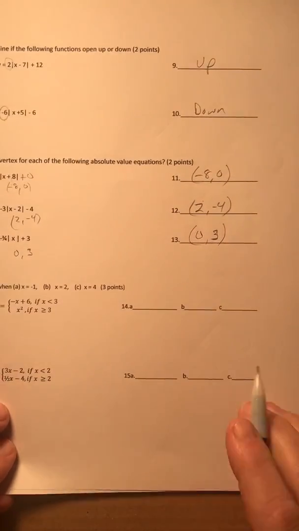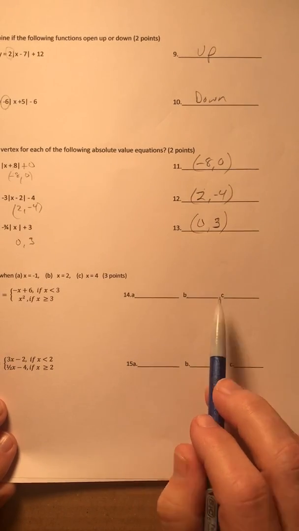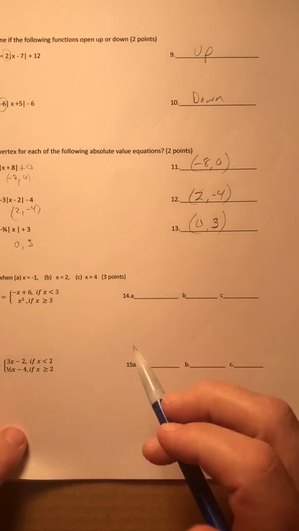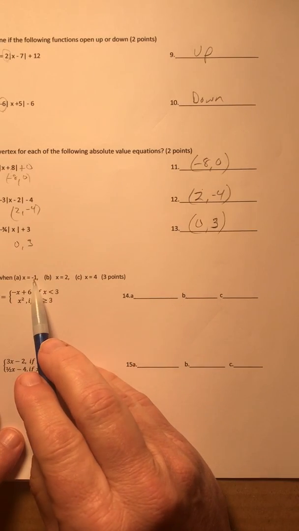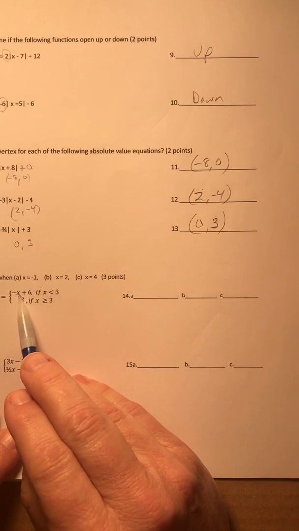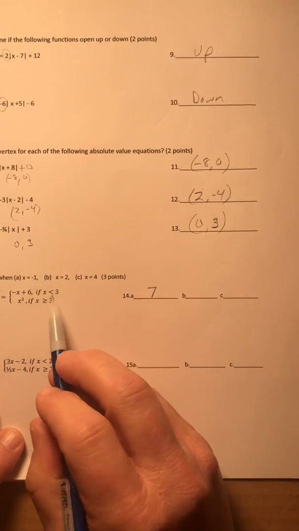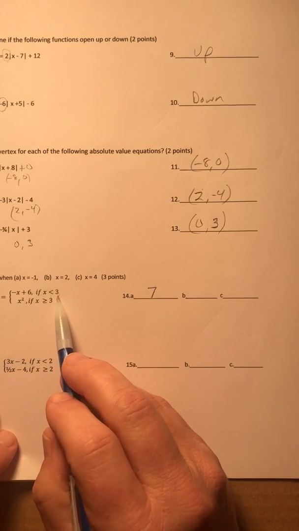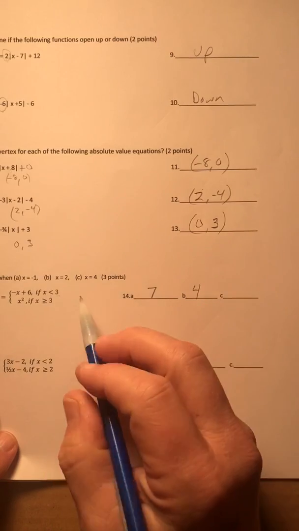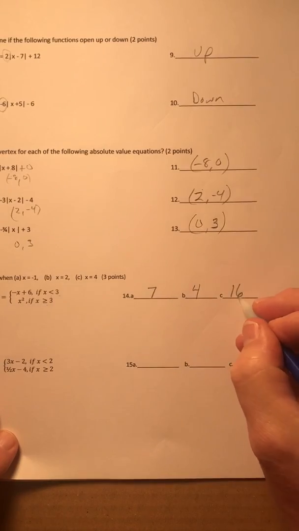All right, then we have these on the test today, and these you have to put the letters in there and the numbers. These are 1 point each on that. All right, so we have a negative 1. So negative 1 is less than 3, so we're going to use this one. So we get a negative 1, which gives us a positive 1 plus 6, so A is 7. All right, then we go to 2. 2 is less than 3, so we're going to use this one. So a negative 2 plus 6 gives us 4. And then 4 is greater than or equal to 3, so 4 squared is 16.